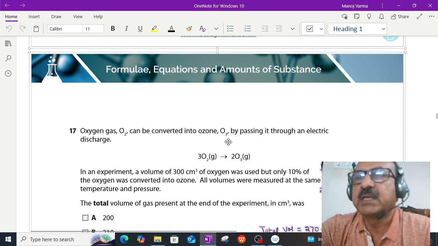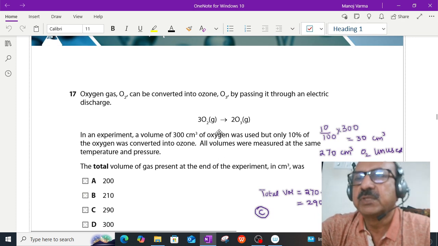Oxygen can be converted into ozone by passing it through an electric discharge. So this is the reaction. 3O2 gives you 2O3. In an experiment, a volume of 300 centimeter cube of oxygen was used, but only 10% of the oxygen was converted into ozone. All volumes were measured at the same temperature and pressure. The total volume of gas present at the end of the experiment.